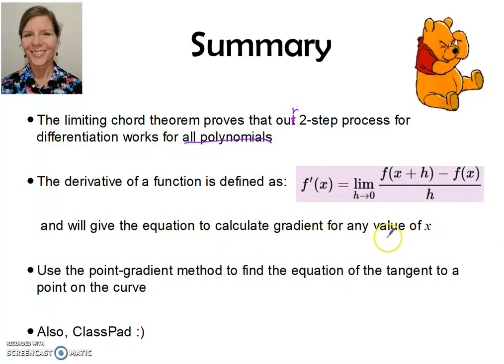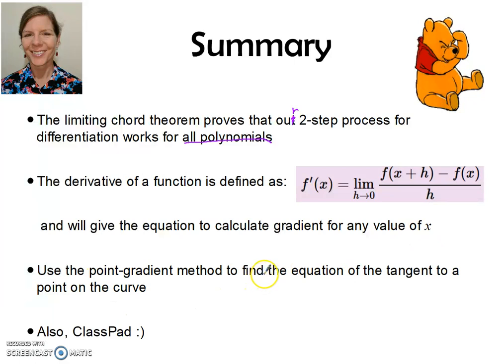The derivative of the function is formally defined as this limit, okay, so the limit as h tends to 0 of f of x plus h minus f of x over h, which is just a fancy way of saying it's the rise over run for some gap h, and it gets more accurate as h gets smaller and smaller. Okay, so this will give you the equation to calculate the gradient for any value of x. Then once you've got that, you can use the point gradient method to find the equation of the tangent.